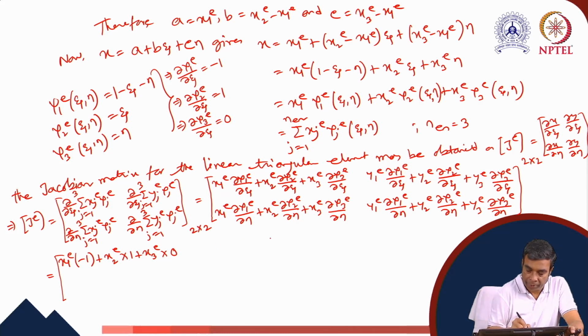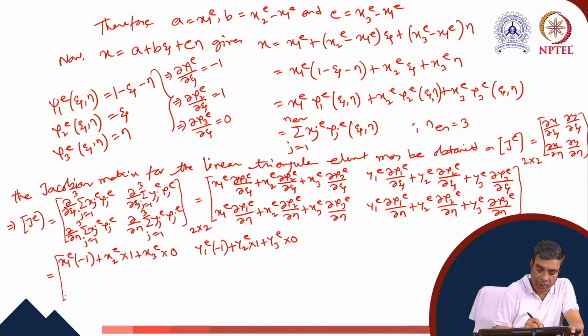So here in the 1, 2 term, we get y1e into del psi 1e del xi, which we just calculated as -1, plus y2e into del psi 2e del xi, which is 1, and del psi 3e del xi is 0. So this is y3e into 0.